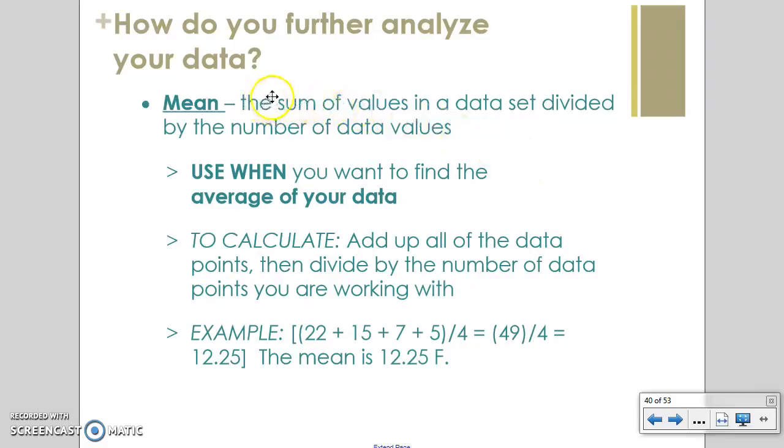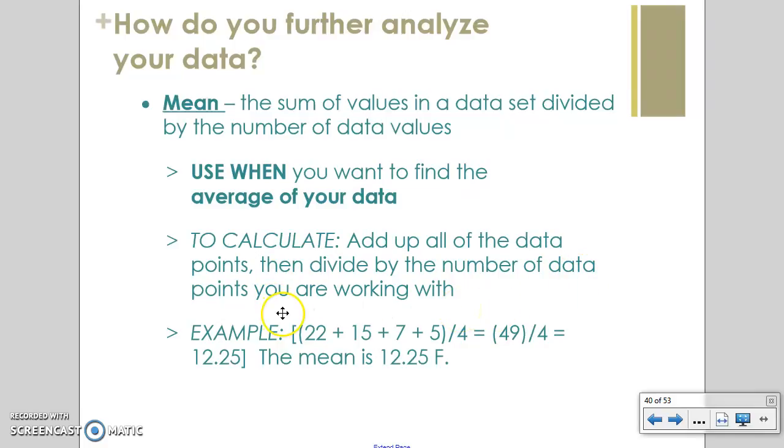So the technical definition of the mean is the sum of the values in a data set divided by the number of the data values. So essentially this is the average of your information, where you take all of the data that you have, each individual data point, and divide it by the number of data points or the number of numbers that you're working with.